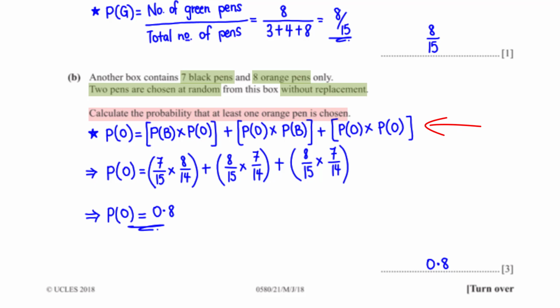So in the first case, we get a probability of picking a black pen first, which is 7 over 15, times the probability of picking an orange pen second, which is 8 over 14. In the second case, we get 8 over 15 times 7 over 14. And in the third case, we get 8 over 15 times 7 over 14. When we type this into the calculator, we get a probability of 0.8.